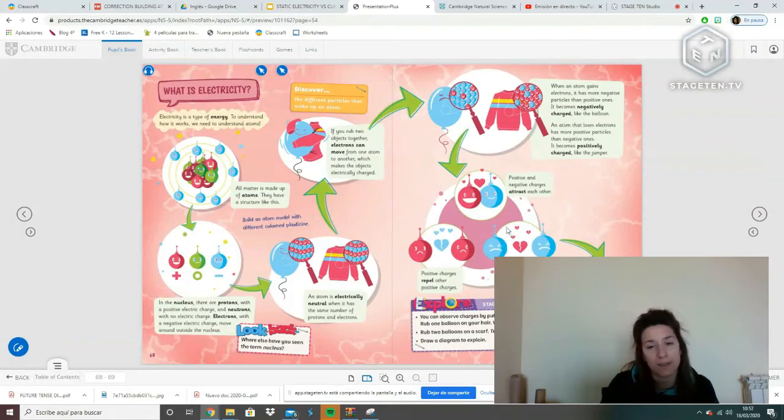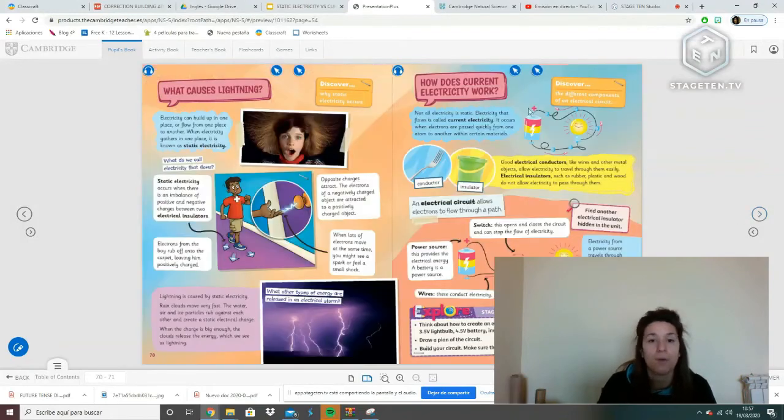We also talked these days about attraction and repulsion. So we see here that different charges, positive and negative, attract each other, while equal charges, positive and positive or negative and negative, repel each other. And the charged particles are what result in electricity.